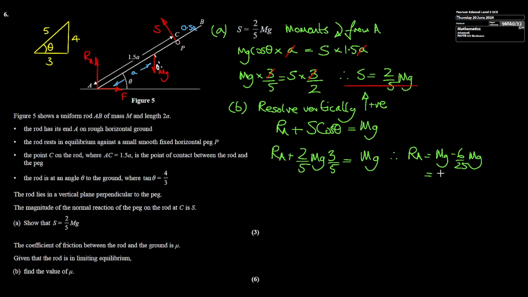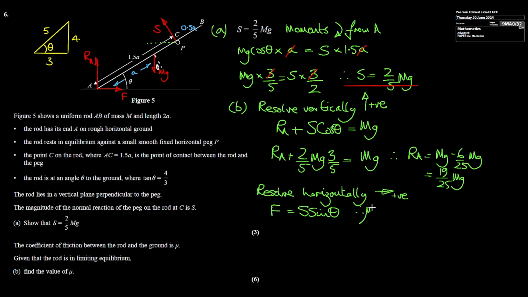So now I'm going to resolve horizontally, and I'm going to take to the right as positive. The force very much to the right is F. The force to the left will be the resolution of the S force, turned through an angle of 90 minus theta. So this is S sine theta. And those are the only two forces. I can say they must be equal because we are in equilibrium. So this is S sine theta. And as we are in limiting equilibrium, F is equal to mu R.